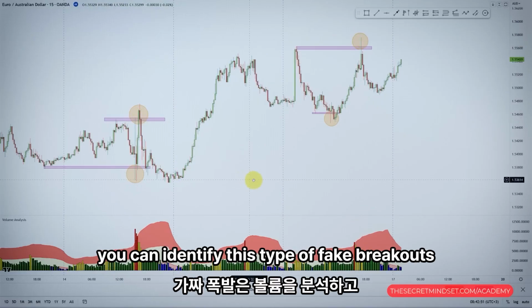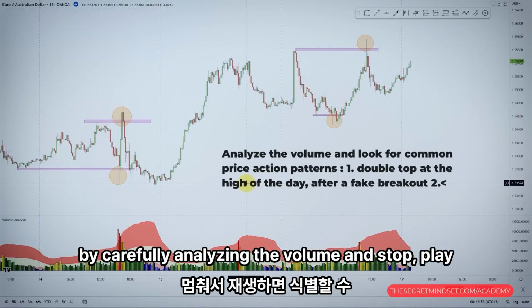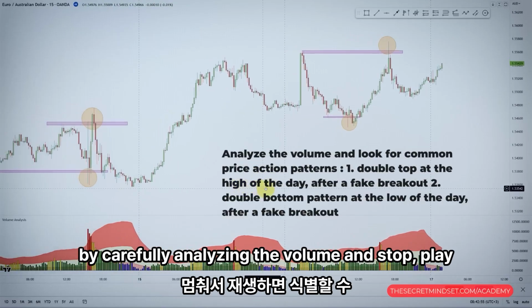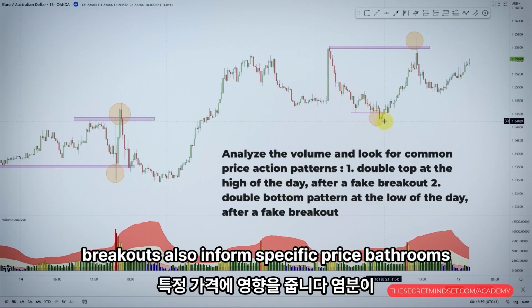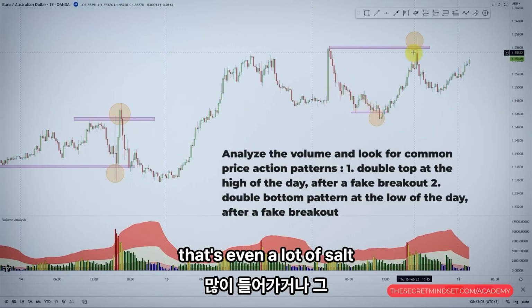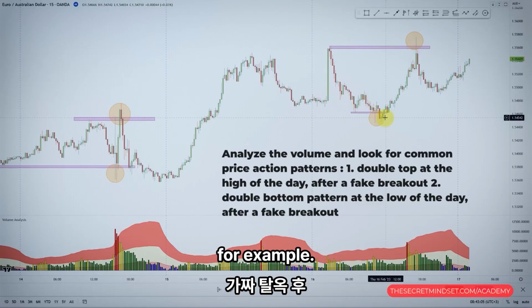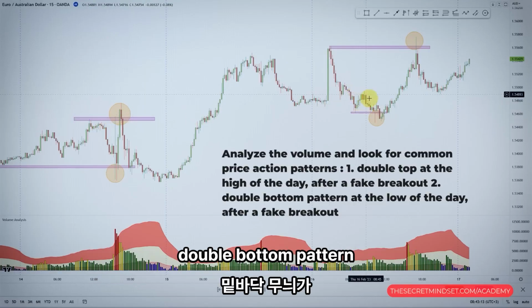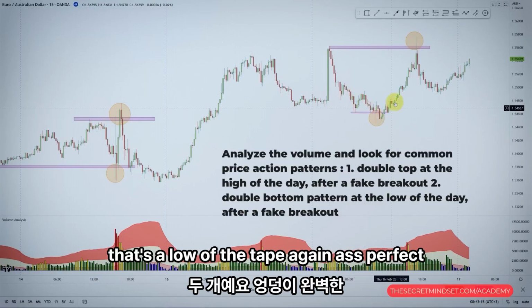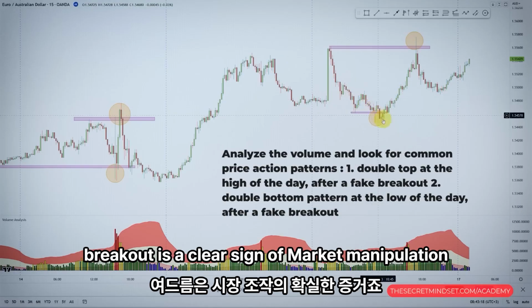You can identify this type of fake breakout by carefully analyzing the volume and some common price action patterns. Fake breakouts often form specific price patterns that signal a reversal or a continuation of the trend. For example, a double top at the high of the day after a fake breakout, or a double bottom pattern at the low of the day, again after a fake breakout, is a clear sign of market manipulation.